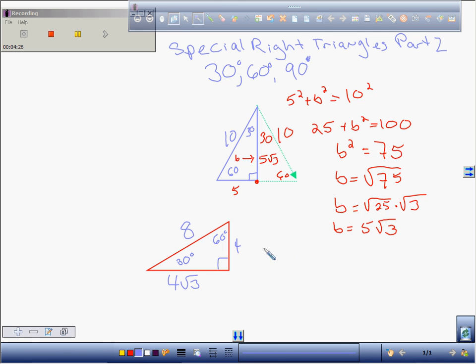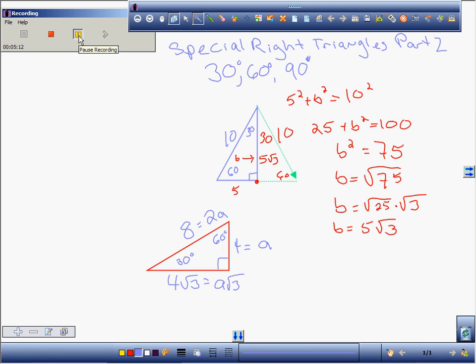So the rule, which is on your conjecture sheet, is that in a 30, 60, 90 degree triangle, if the shorter leg has length A, then the hypotenuse has length what? 2A. And the longer leg has length A times the square root of 3. Okay? And this is very, very, very important. See that? I'm going to pause for a couple of examples.